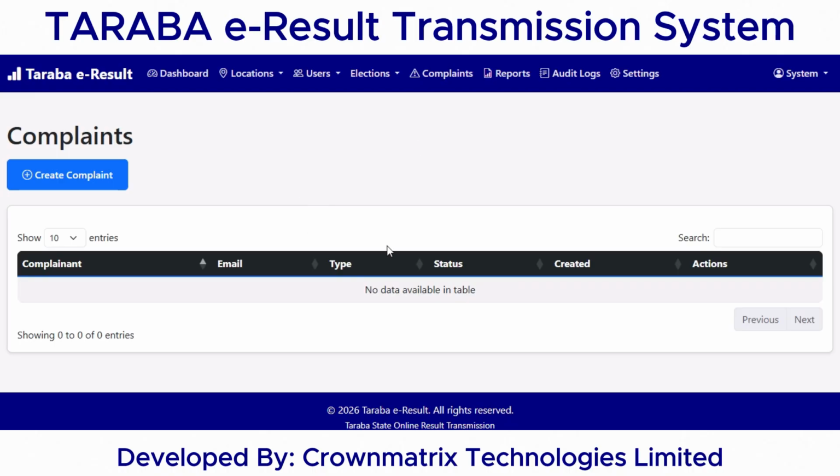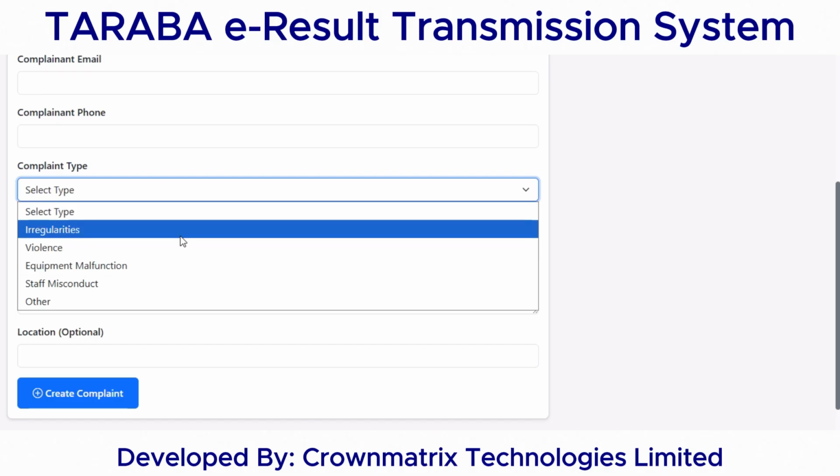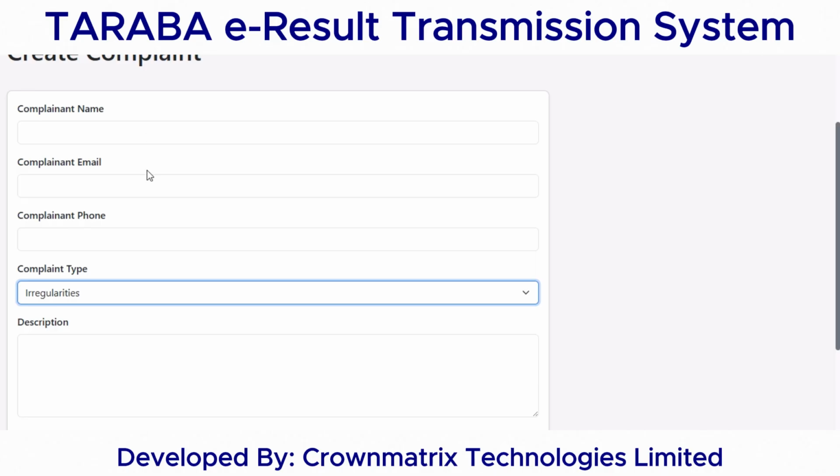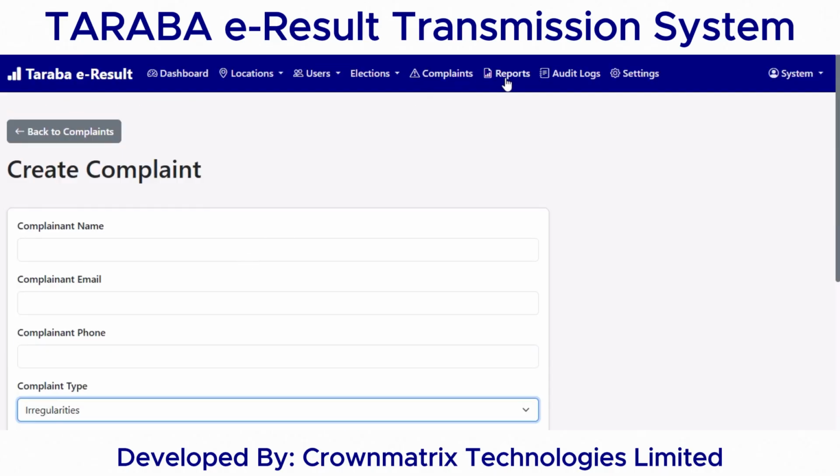Complaints, if there's any complaint from any contestant, the complaint is going to appear here, and you should be able to solve the issue as an admin. You can also create new complaint if you want to actually submit. Who are you submitting? What type of complaint do you want to make? Let's say maybe irregularities and so on. So you can put in the name of the complainant and so on, the email. Then you load the location where this complaint is coming from, but it's optional.